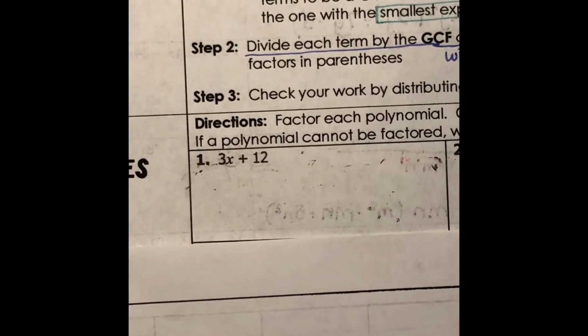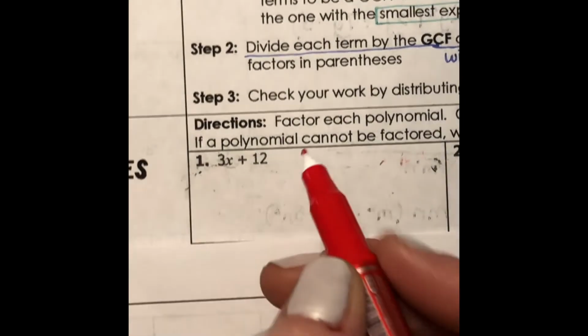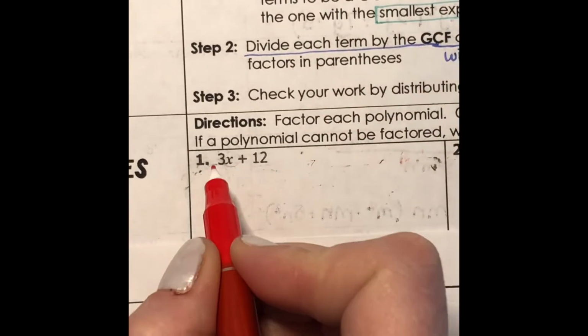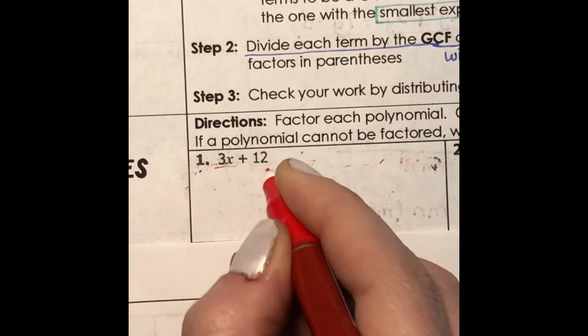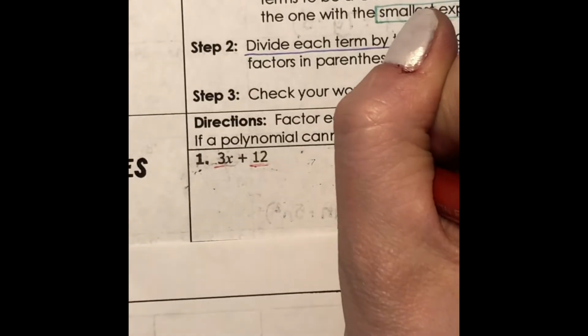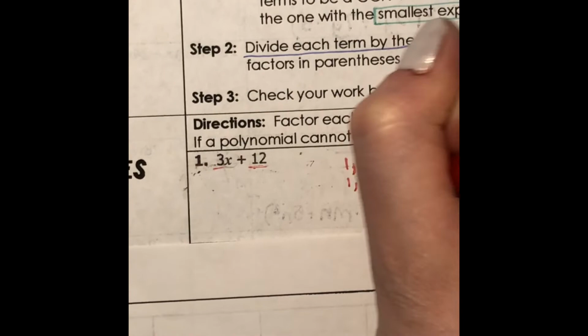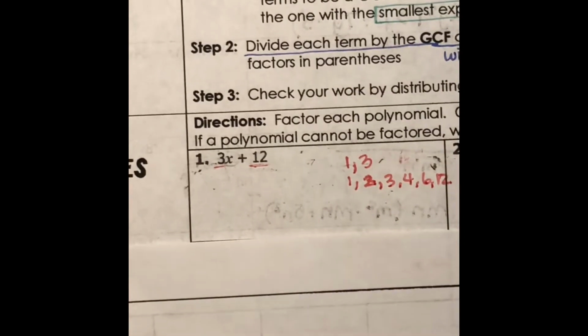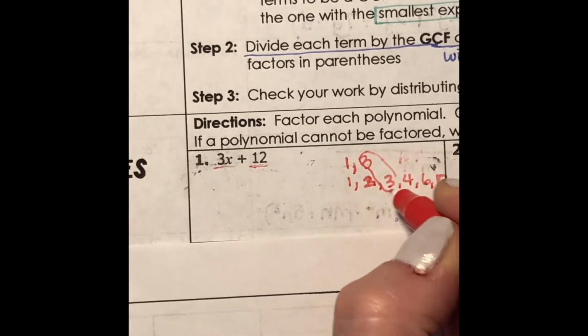I actually went through it, but I made a little mistake, so I'm redoing it and plugging it into this video. If we follow our instructions, we're going to find our coefficient GCF first. I have a 3 here and a 12 here. 3 is made up of 1 and 3, and 12 is made up of 1, 2, 3, 4, 6, and 12. So my greatest common factor is this 3.